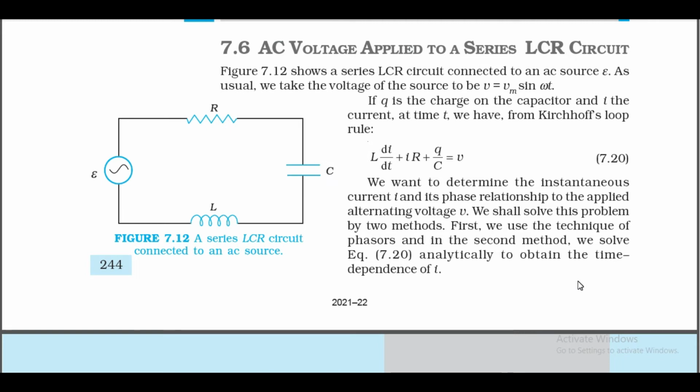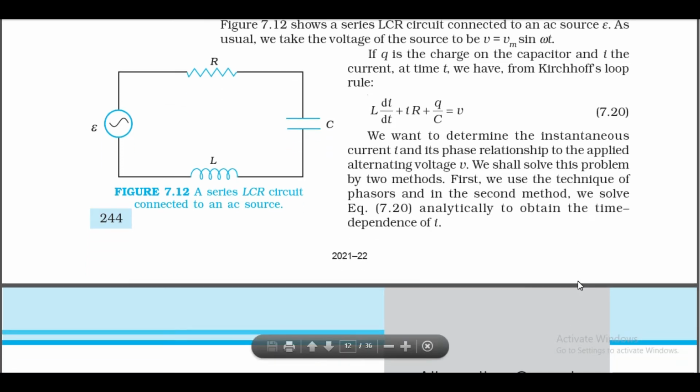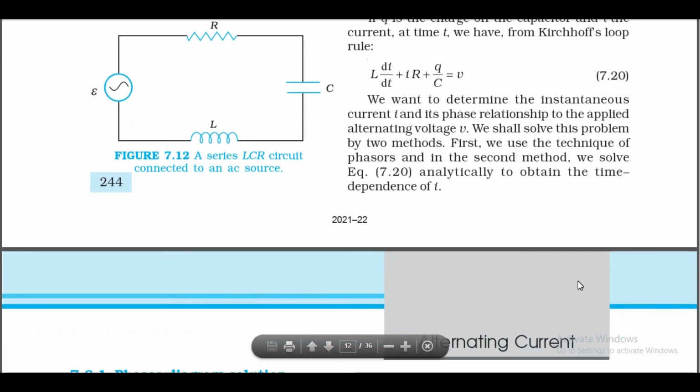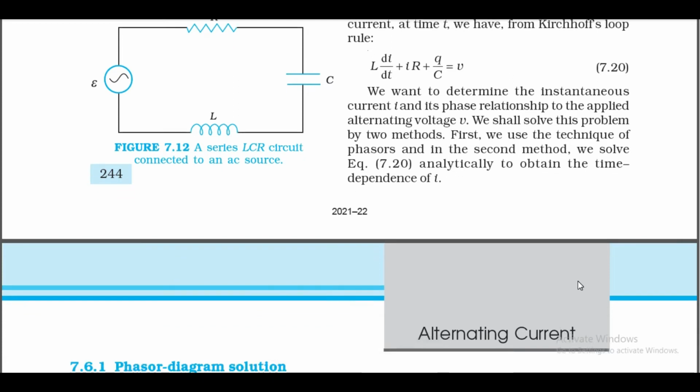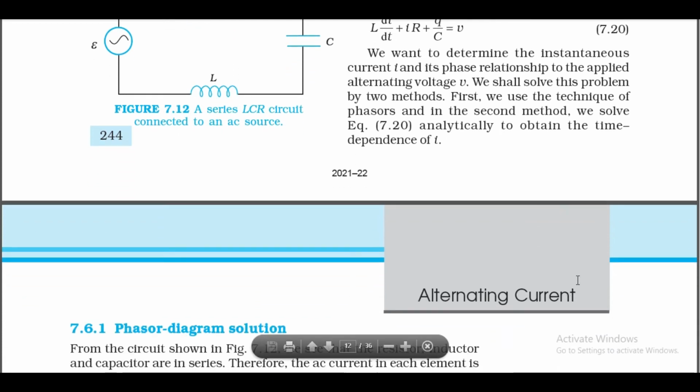We want to determine the instantaneous current I and its phase relationship to the applied alternating voltage V. We shall solve this problem by two methods. First, we use the technique of phasors, and in the second method, we solve equation 7.20 analytically to obtain the time dependence of I.